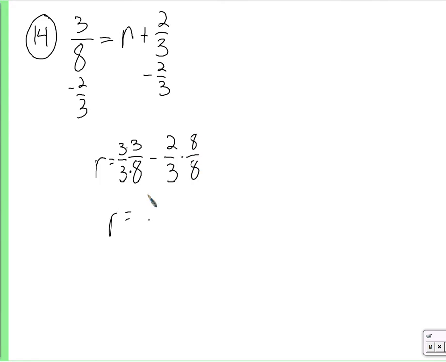So now r is equal to 9/24 minus 16/24, right? Equals negative 7/24. Okay. Further questions from 1.1?